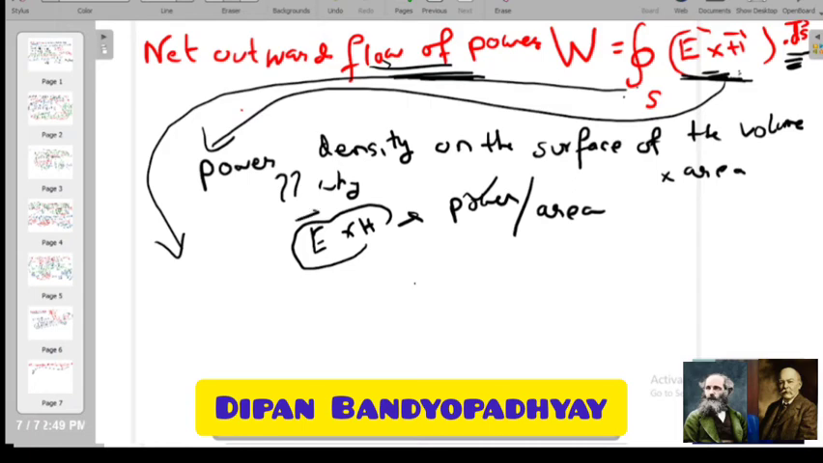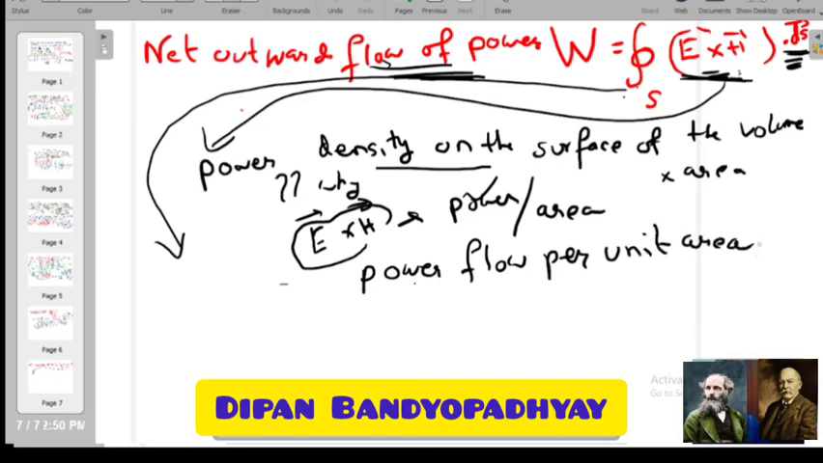This has to be the power density. That is why I have written power density on the surface. Seeing what is there after the term, that is the ds, we can easily see that this is nothing but a power density. So E cross H is just giving a power density, or power flow per unit area. This is what I am trying to say.